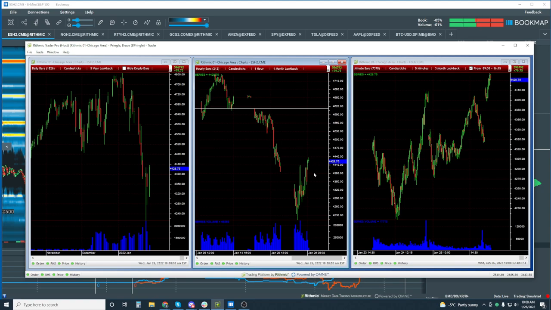What I want to cover, though, is the 5-minute chart here. Now, we talked about this briefly yesterday. Here's our consolidation period yesterday. Okay, so look at this huge wedge. Now, what we want to look at in Bookmap is the order flow at these critical areas in here.